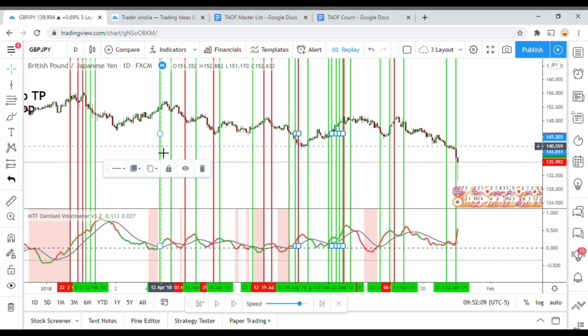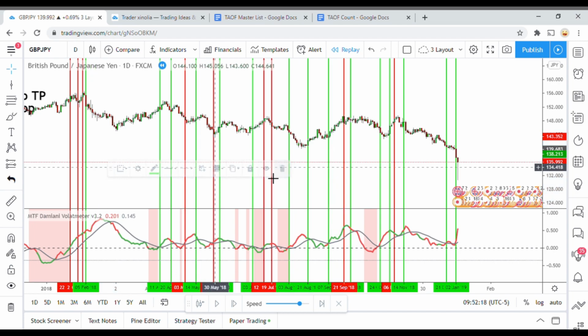Let's do something like that. There and there. Let's do that. So that was the continuation trades that we were looking at. There. All right, so that was pretty much all the continuation trades there. Let's count those out and see.